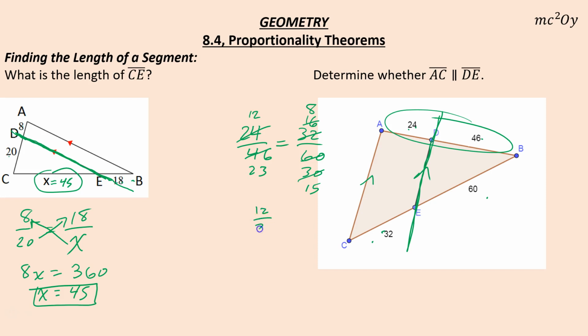So really, this statement says 12 23rds is equal to 8 15ths. And I know that is not true. Therefore, is AC parallel to DE? AC is not parallel to DE because 12 over 23 is not equal to 8 over 15.